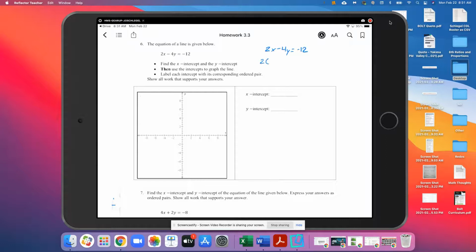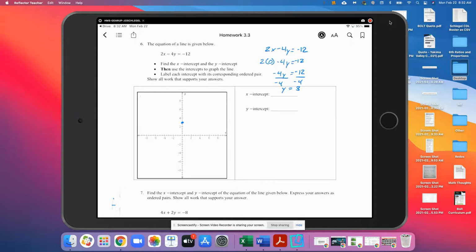So let's assign x a value of 0. Almost forgot my negative on my 12. And so 2 times 0 is 0. So I'm going to have negative 4y equals negative 12. I'll divide by negative 4. And I get y equals positive 3. So my y-intercept, when x is 0, is positive 3.